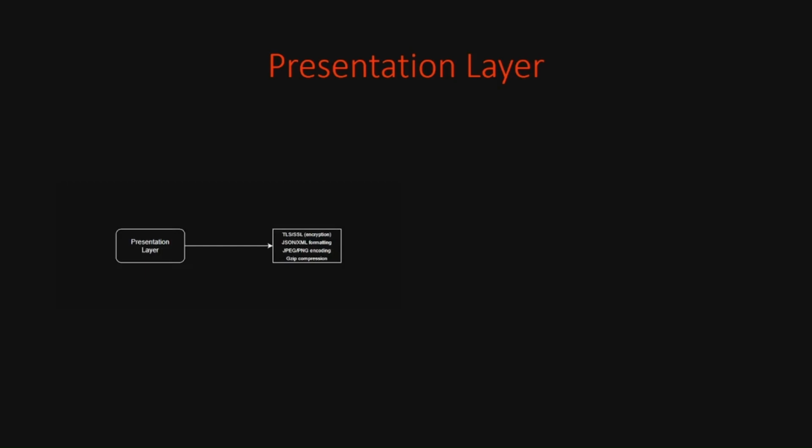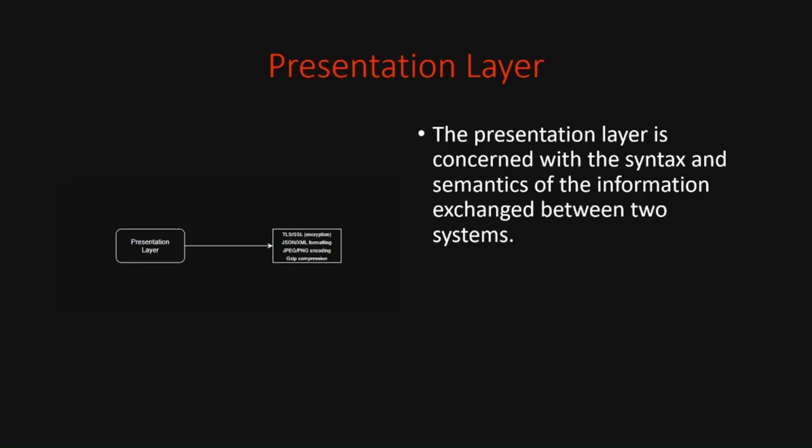Climbing up to the sixth floor of our OSI building, we enter a layer that acts like a skilled interpreter, the presentation layer. Up to this point, our message has been sent, routed, and organized. But different computer systems don't always speak the same language. So this layer steps in to make sure everything makes sense on both sides. That's why the presentation layer is concerned with the syntax and semantics of the information exchanged between the two systems. Think of it as the translator that ensures what one system sends is exactly what the other system understands. And to do that, it takes care of three key responsibilities: translation, compression, and encryption.